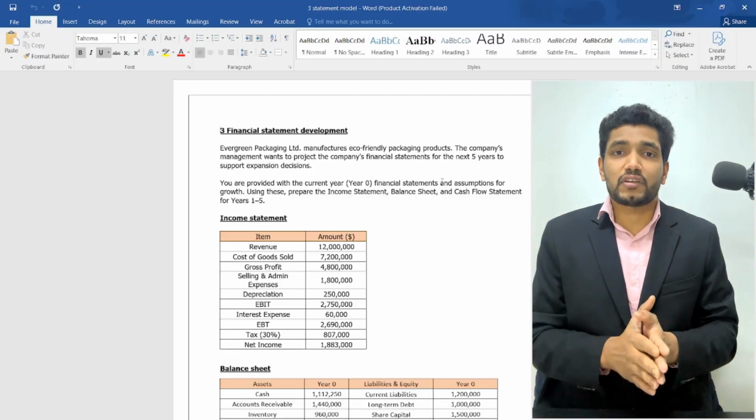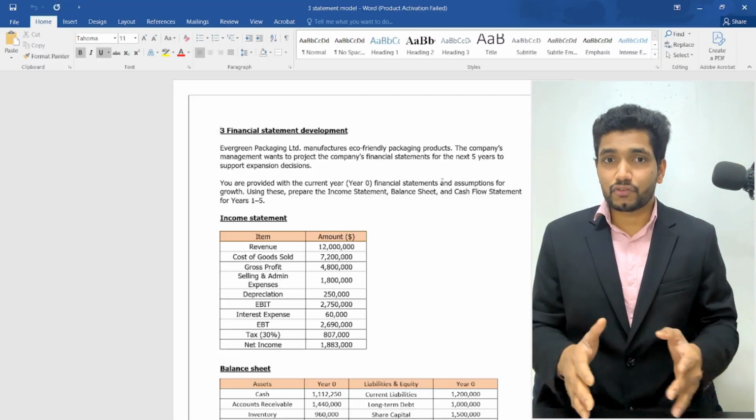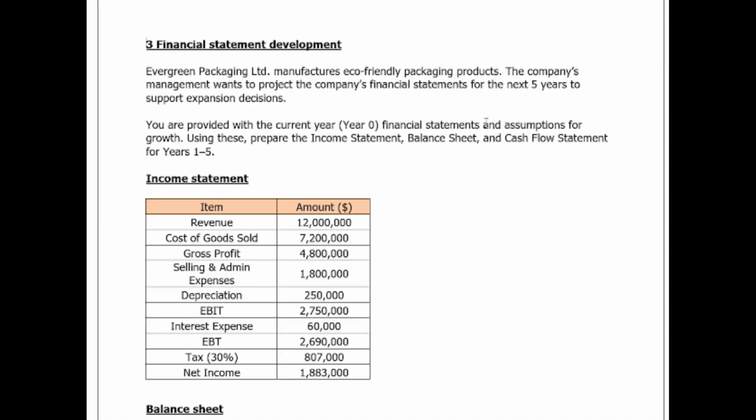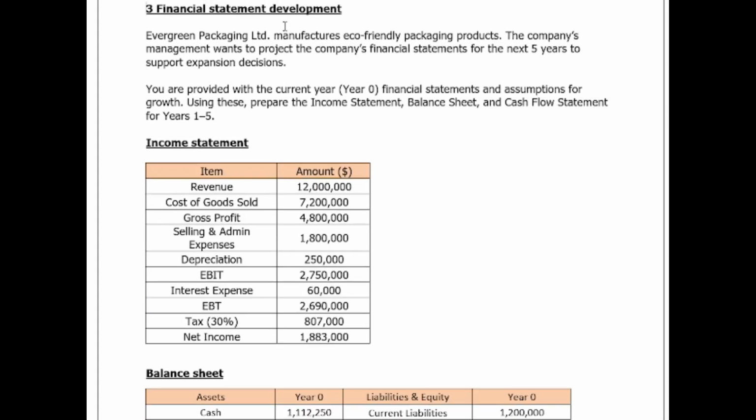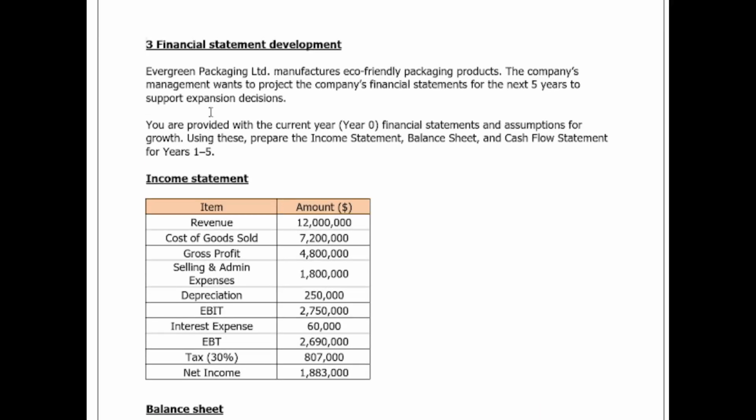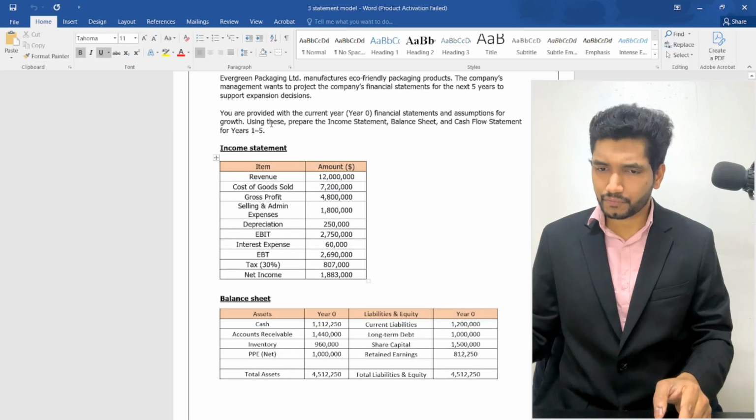To do this exercise, we will start with a case. So let's start with the case. This is the case I developed for this exercise today. Three financial statements are written. Evergreen Packaging Limited manufactures eco-friendly packaging products. The company's management wants to project the company's financial statements for the next 5 years to support the expansion decision.